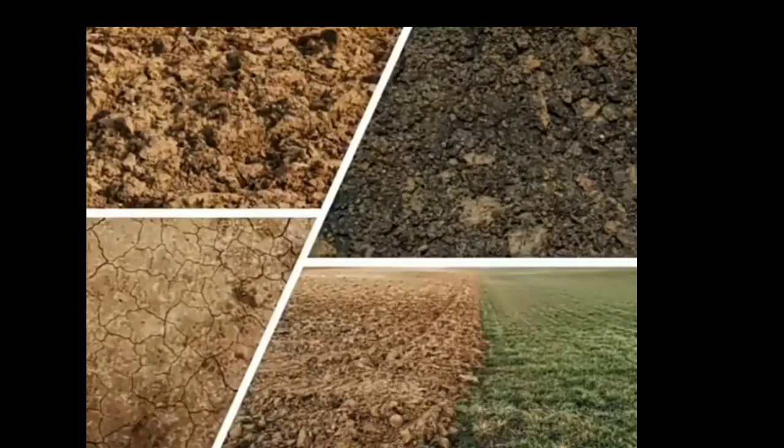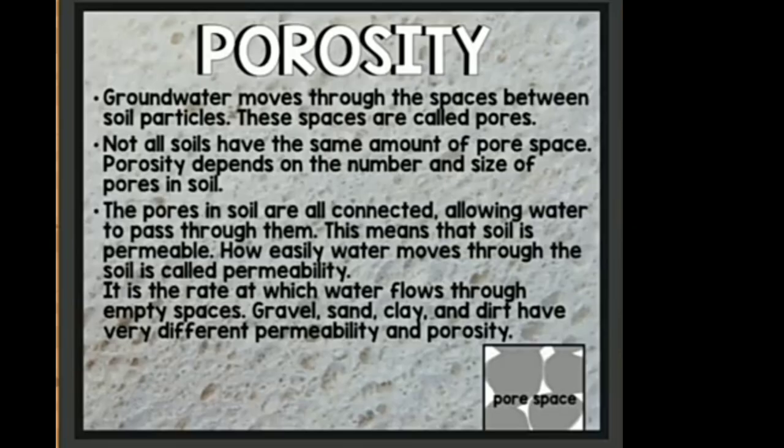So let's talk about porosity. What is porosity? Water moves through spaces between the soil particles. This space is called a pore. Not all soils have the same amount of pore space. Porosity depends on the number and size of pores in soil. The pores in soil are all connected, allowing water to pass through them.